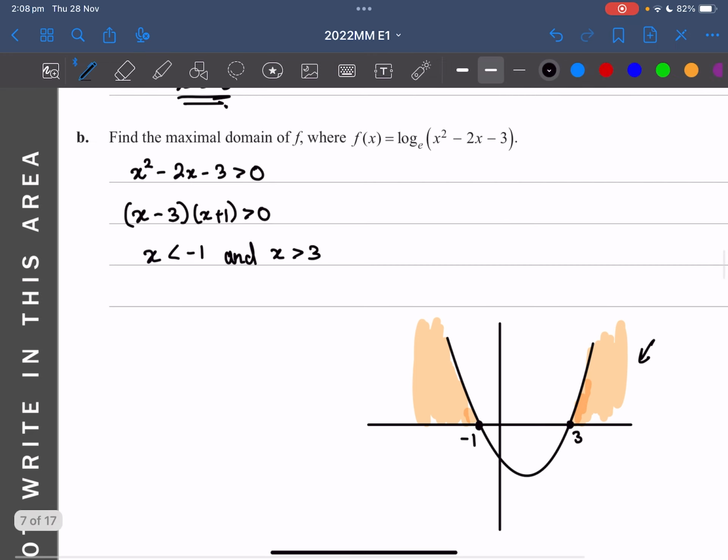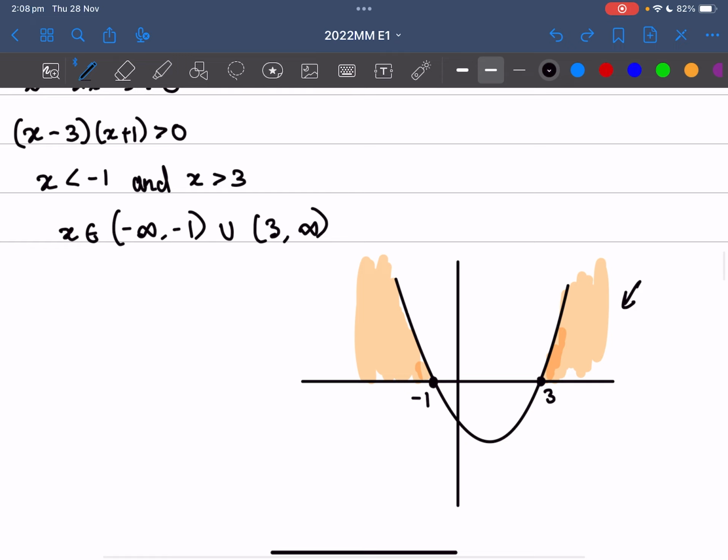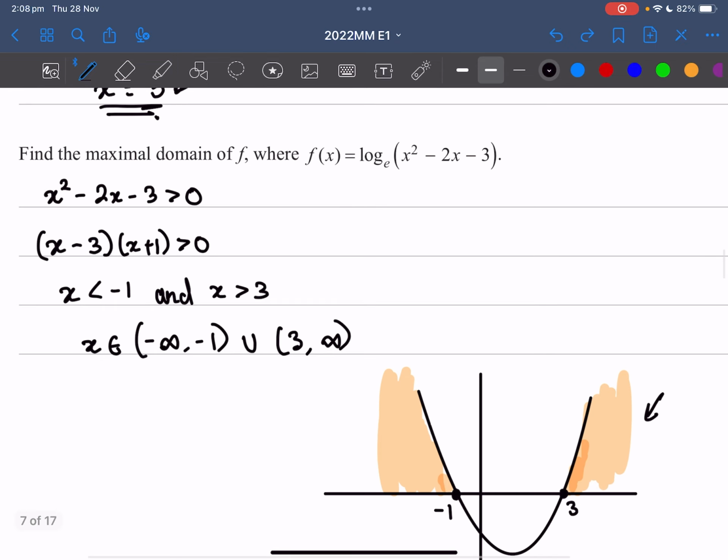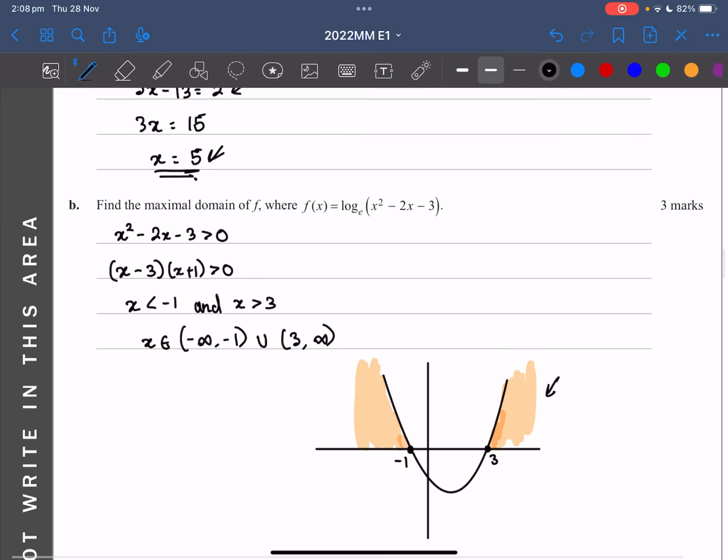But to express it in a proper notation, we can write it like this. So x is from -infinity all the way to -1, looking at this section here, and 3 all the way to +infinity, which is this section here. Now we can't include the x-intercepts. Why is that? Because if we include the x-intercepts, this entire quadratic expression will become 0, and log 0 is not defined, so we can't include the x-intercepts. Hopefully this made sense.